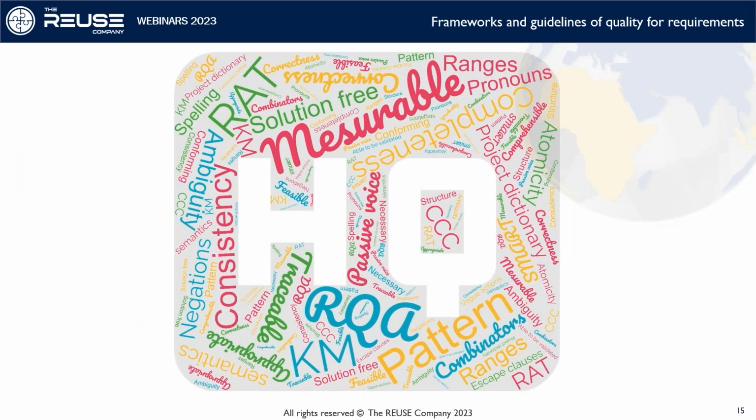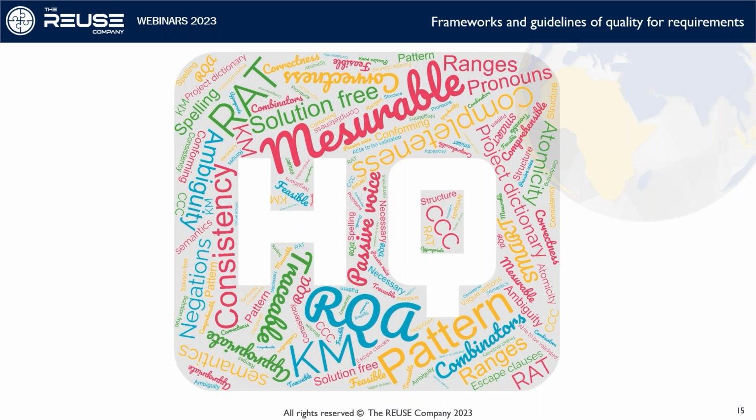We don't have time to go through all the rules in those guidelines, but rules like solution-free, feasible requirements, consistent requirements, avoiding pronouns, avoiding ambiguous concepts and actions, avoiding imprecise quantifiers, using the active voice, correct spelling, plenty of different quality characteristics make up a high quality requirement, right?